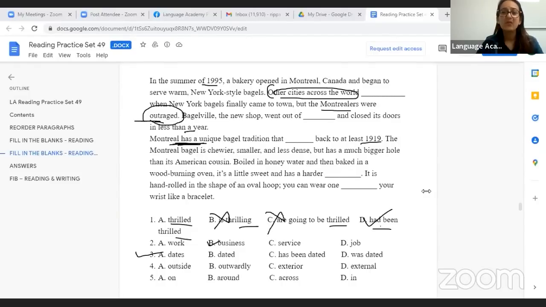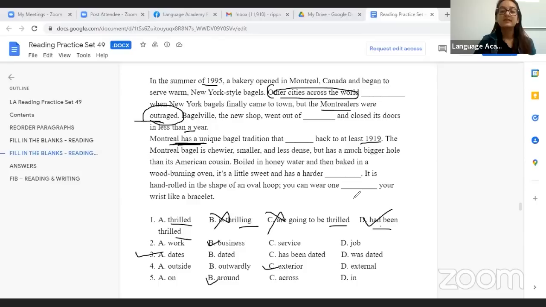A dish can have what? A harder exterior. We don't say harder external of the dish. No. Harder exterior. External is not a noun. Exterior will be a noun. It is hand rolled in the shape of an oval loop. You can wear one dash your wrist like a bracelet. So we wear a bracelet around our wrist, not across or on or in the wrist. So it will be around our wrist.